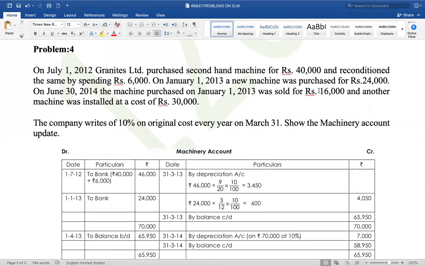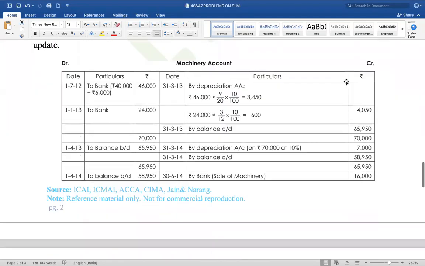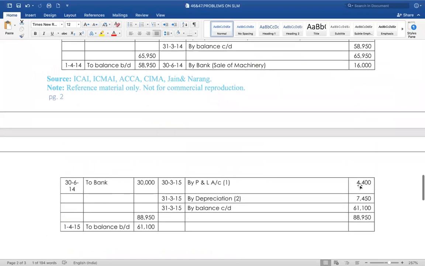And the value at which you sold is 16,000, right? You bought it for 24,000, you sold it for 16,000. So this is loss on sale. 4,400 is the loss on sale. You sold it at a lesser price than its actual value. Loss on sale and depreciation are credited. The difference is 61,100. That is the closing balance on the last day of 2015.